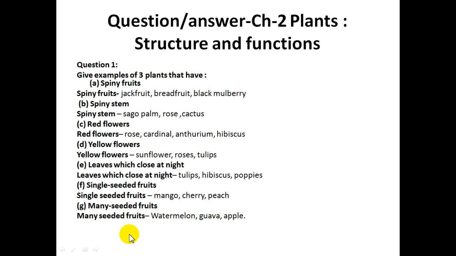Many seeded fruits are watermelon, guava, apple, banana. These all have lots of seeds in them. Most of the time we find it a problem eating watermelon because it has lots of seeds, right? Guava also has lots of seeds, and apple too has seeds. Not too many, but around 3 to 4 seeds are inside it.